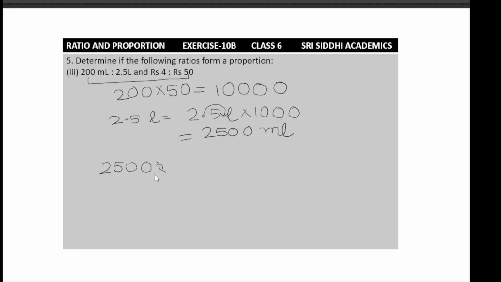Now I'll multiply it with, I'll just erase this, I'll multiply it with 4, right? 4 means 25 into 4 again. 25 into 4 is 100. 100 and then 2 more zeros. Again, 10,000 here, product of extremes and product of means. Same value.